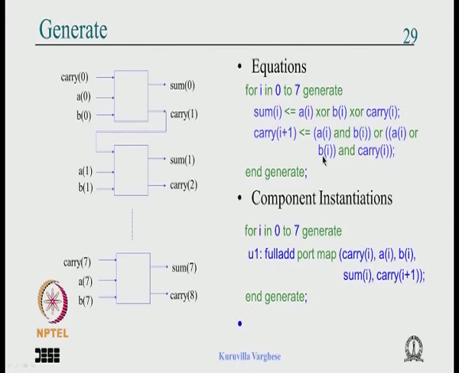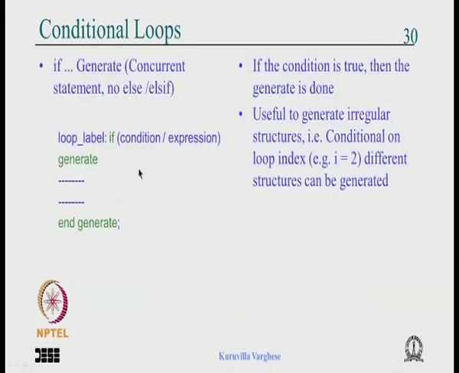But it may happen that things are not very regular. Something happens from 0 to 5, something else will happen for 6 and 7, and so on. In such cases you could write a conditional generate. You give a label and write if condition, or some expression of the condition, then generate, and you write various statements and end generate. That means unless this condition is met, this will not be generated.